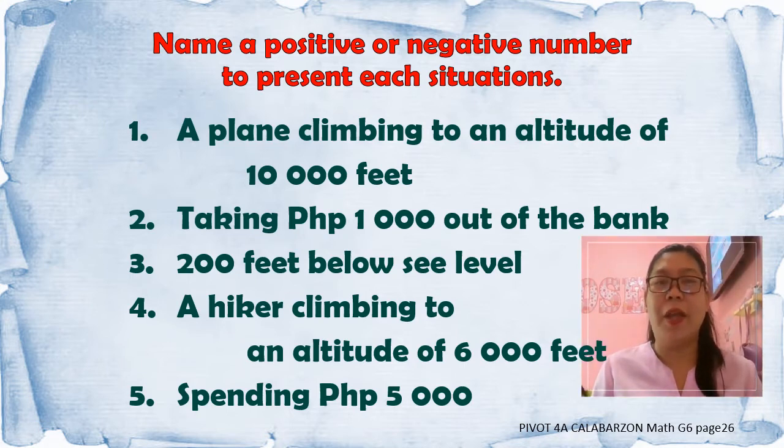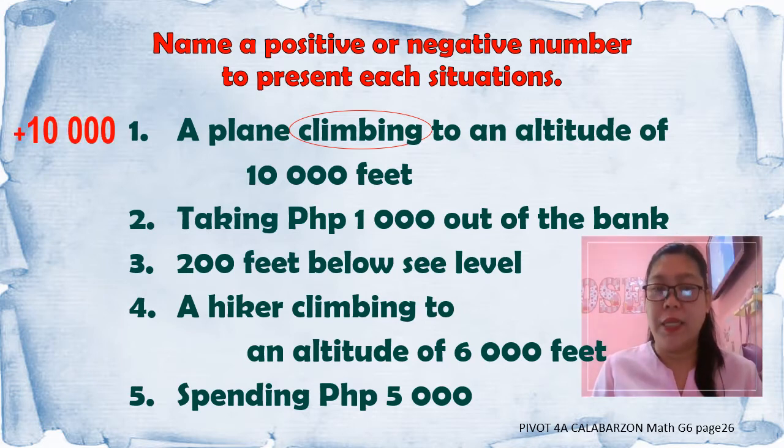Now, let us find how many items you answered correctly. For number 1, what could be our keyword? It is climbing. Climbing is going up, so we can use the positive integer. So the answer would be positive 10,000.